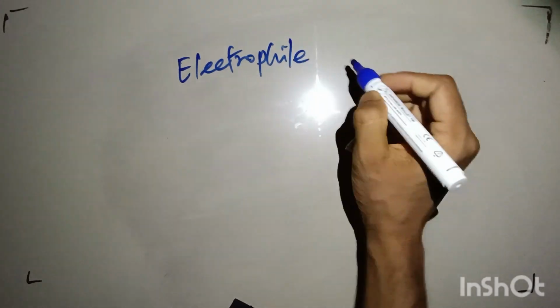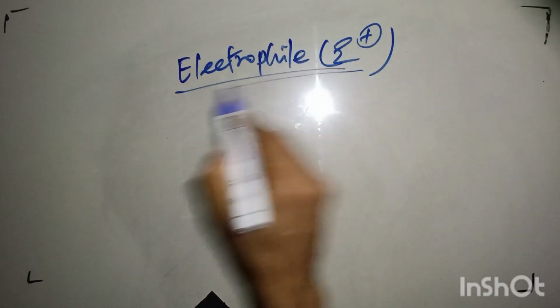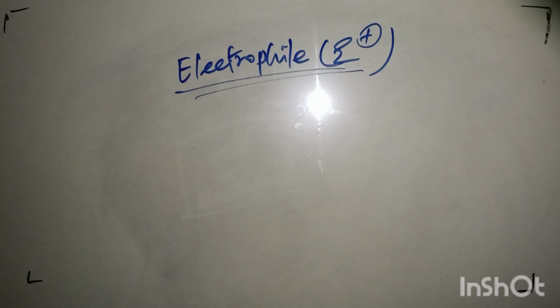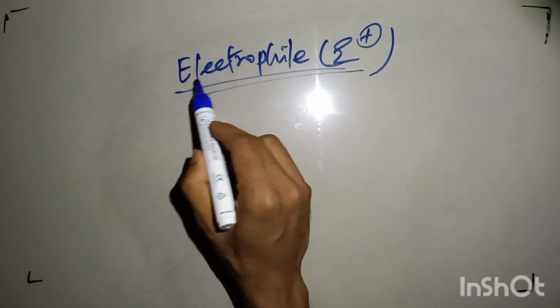From next time I will not write electrophile like this, I will directly write this. Okay, so electrophiles again are of two types: positively charged electrophile and neutral electrophile. First of all, what is an electrophile?